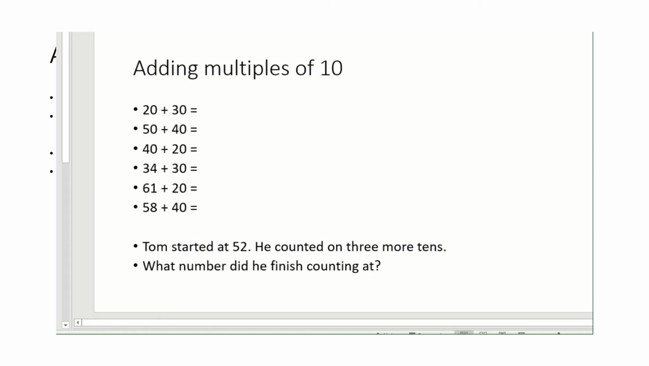Now then, adding multiples of 10. This is 20 add 30. Well, I know 2 and 3 is 5, so 20 add 30 would be 50. Have a go at the other two. 34 add 30. Well, I can start at 34. I need to add 3 more 10s. 34, 44, 54, 64. Have a go at the other two.